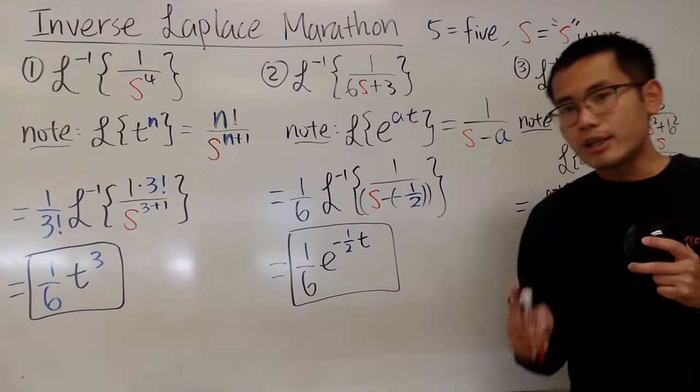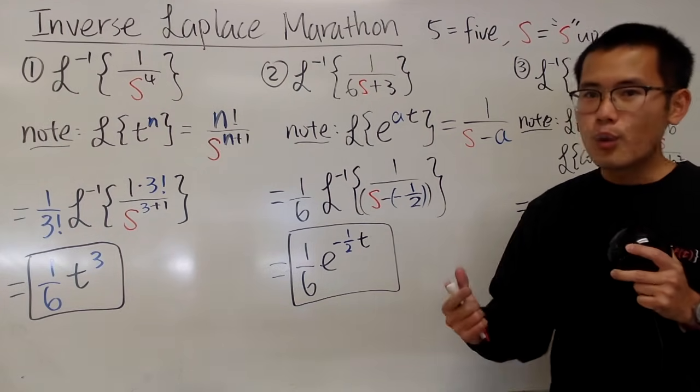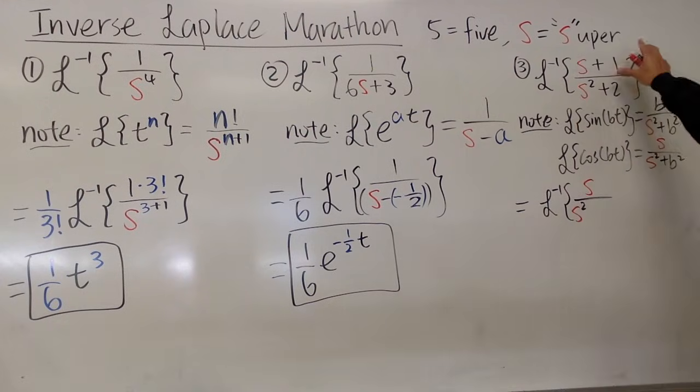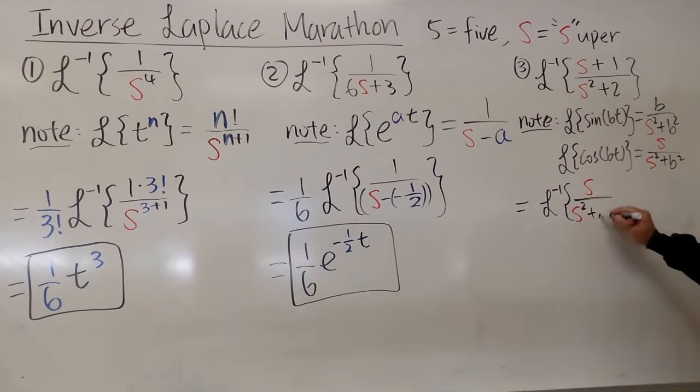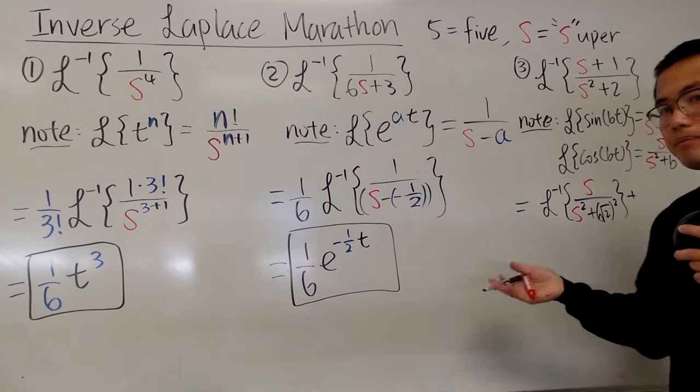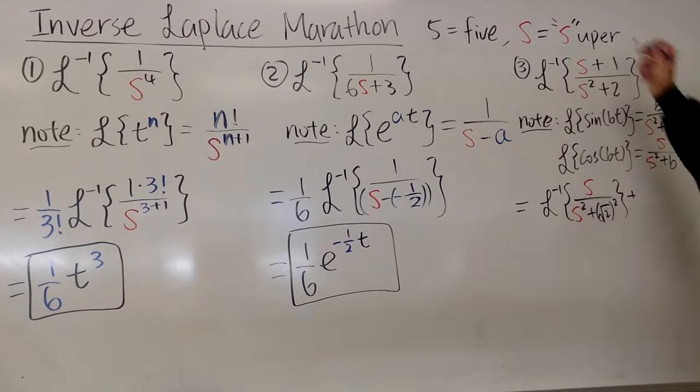So don't look at the 2 as 2. Look at the 2 as square root of 2 squared. So this right here, I will add square root of 2 squared. So that's actually the first part right here, right? Now, we add, again, inverse Laplace is linear. So that means you can break this apart.